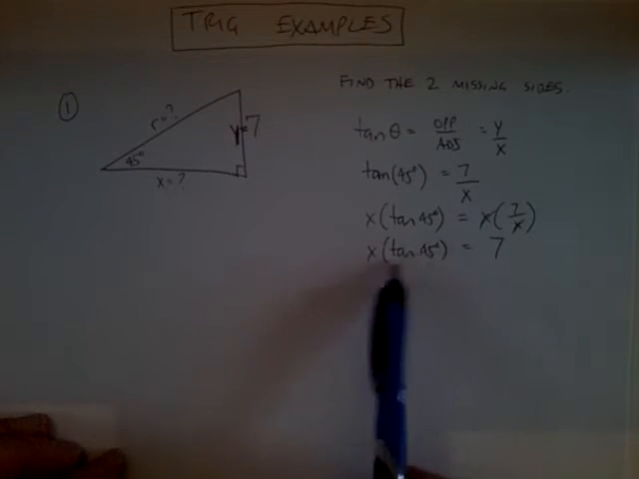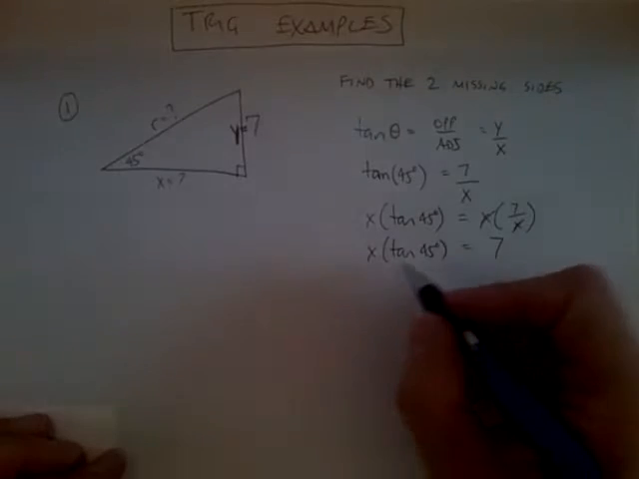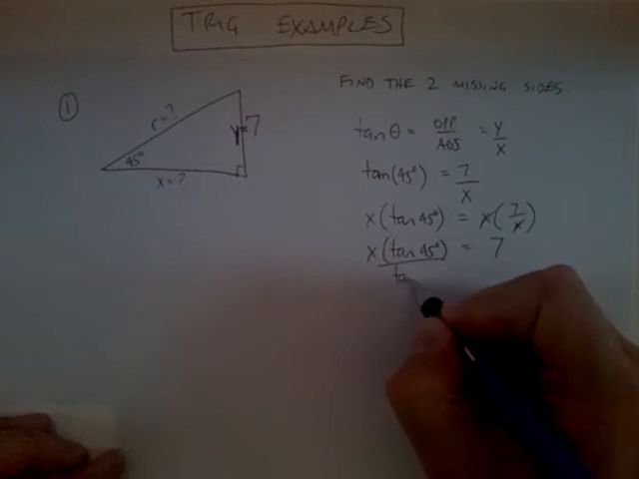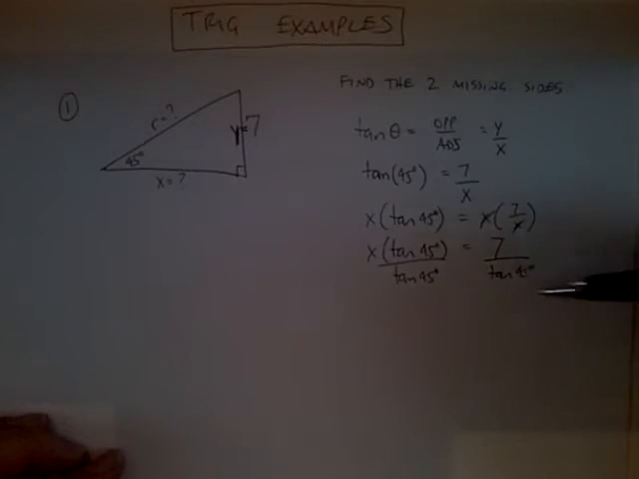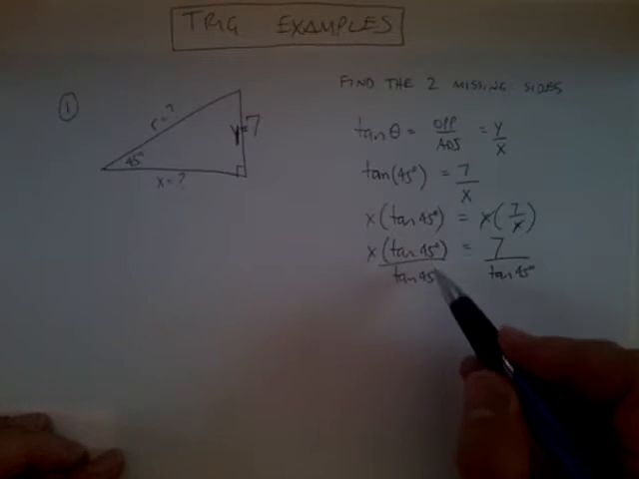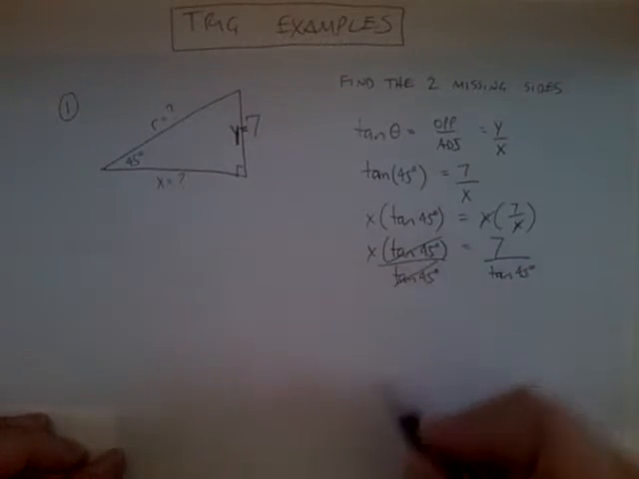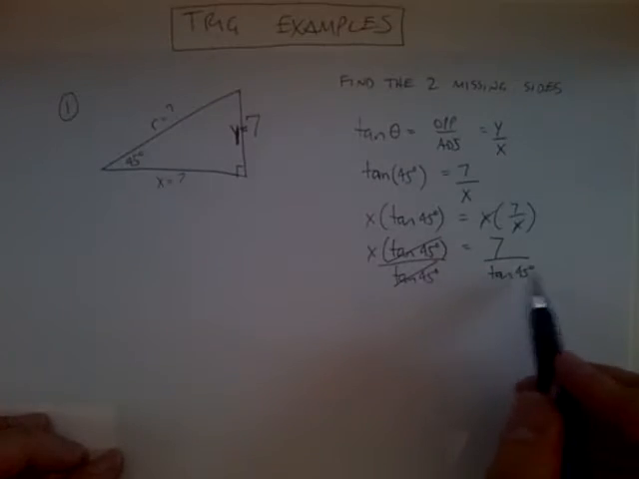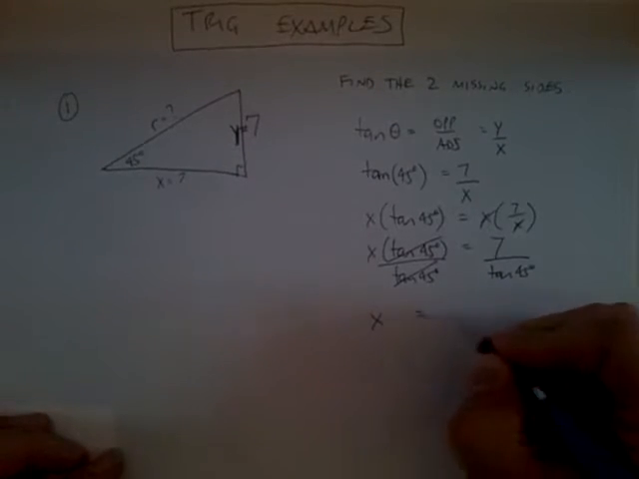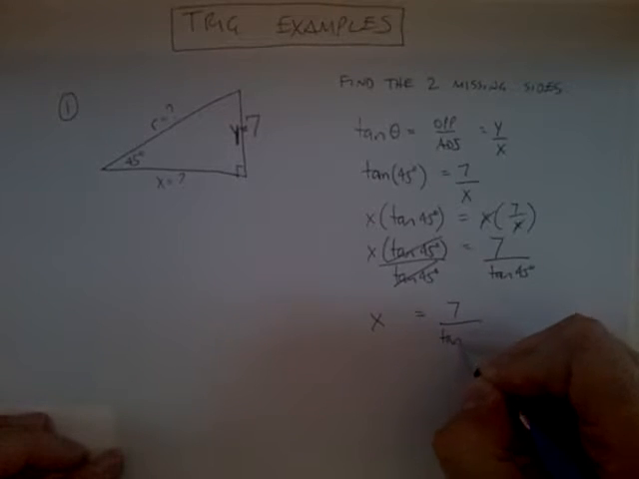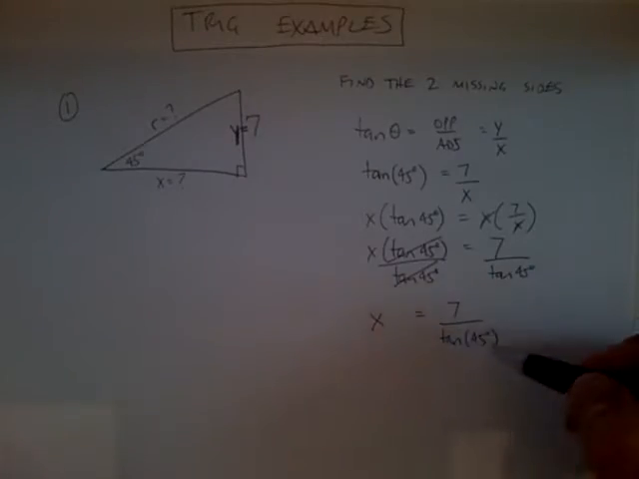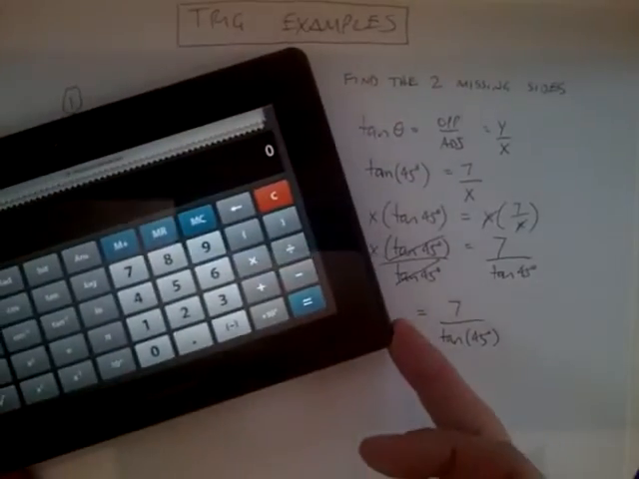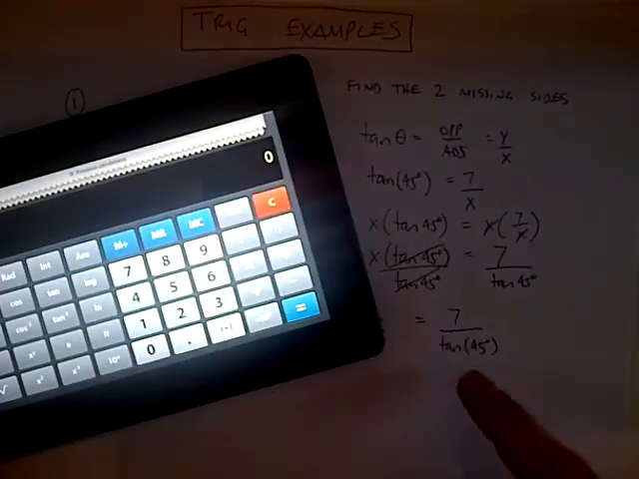Now I have to divide both sides by tan 45 to get it over there. So I can just do that. So now if I'm dividing both sides by tan 45, the tan 45 divided by itself, that's actually 1. So 1x is equal to 7 over tan 45. X equals 7 over tan 45 degrees. So I just put 7 over that in my calculator. But first, I want to figure out what is tan of 45 degrees.